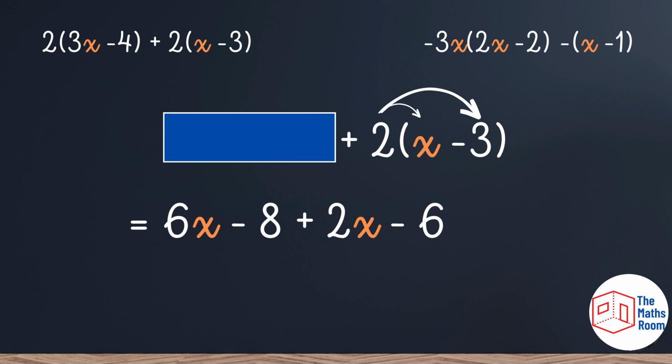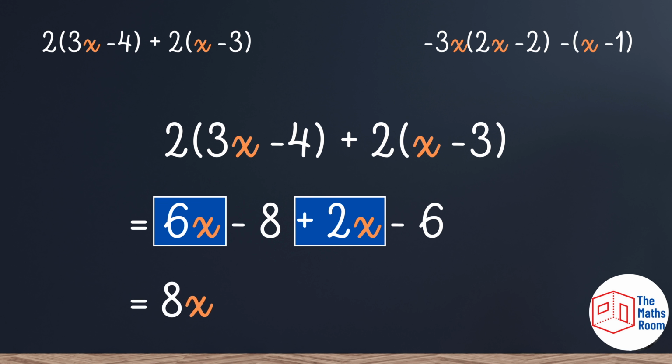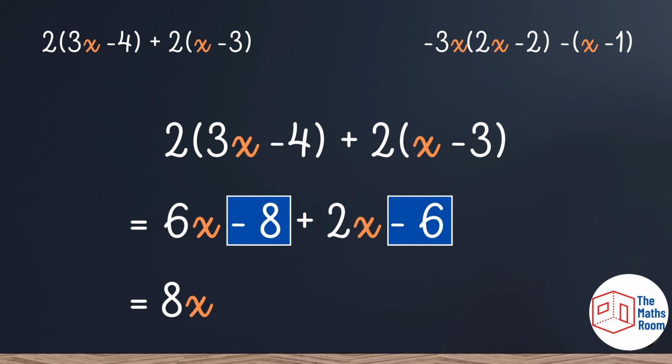And now we have our final step. And this is the only part that's different from individual brackets. Here, we've got terms that are similar, so we can collect like terms. So if we have a look, we've got a 6x and a 2x. So we can bring those together. So 6x plus 2x is 8x, and -8 and a negative 6, we can bring those two together and we get negative 14. And just like that, a fairly complicated sum is done.